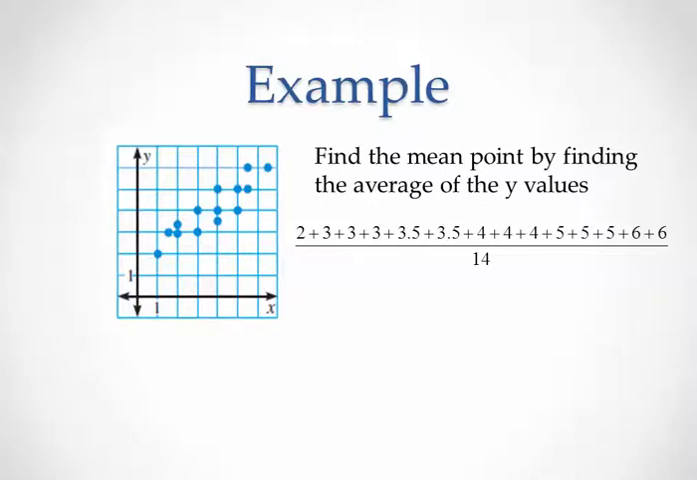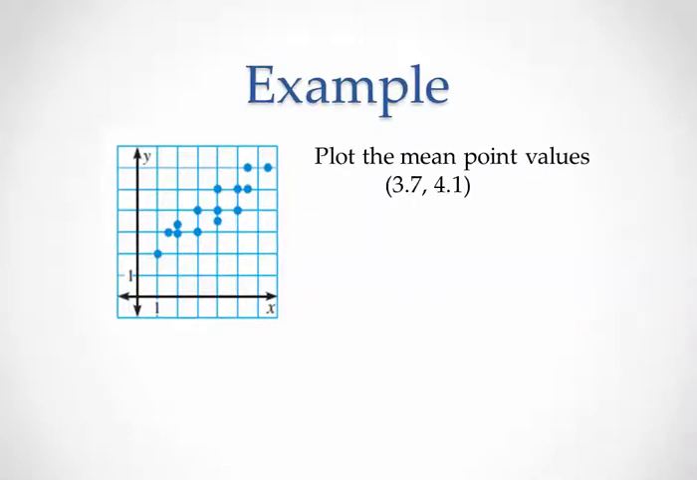All right, again, if we've done this correctly, we should have had 57 over 14. In our calculator, that would give us a decimal, which we round to the tenth to get 4.1. So our mean point is 3.7 for the x values and 4.1 for the y values. We know if we've done this correctly, it should be somewhere right in the center of our data. And so when we plot that, yep, there it is. That's right about in the middle, so we've done this correctly.